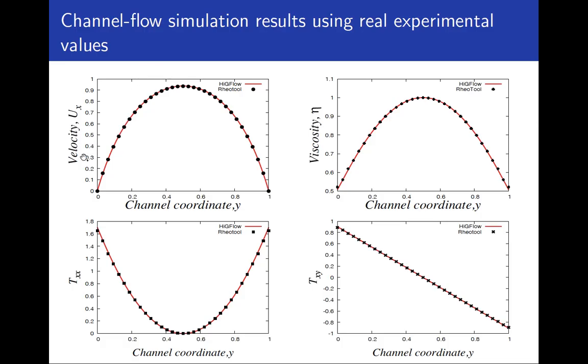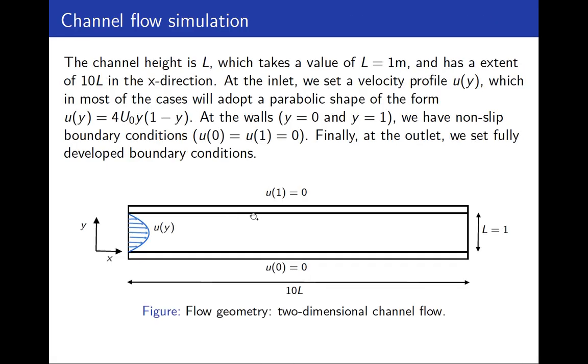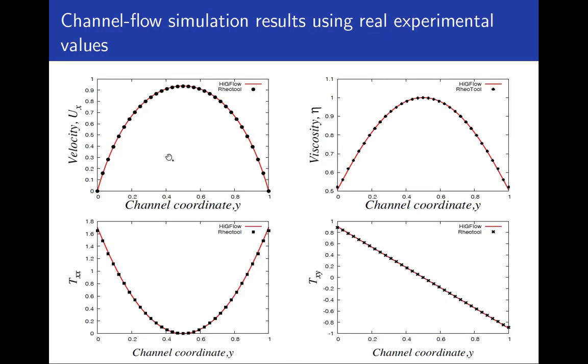So we have velocity profile and viscosity. For instance, for the velocity we observe a parabolic profile. This is the channel coordinate, that means this coordinate y, and we are observing how the velocity varies along the channel height. As I said before, this profile respects the boundary conditions. The velocities at the walls are 0, but we observe a maximum velocity at the center.